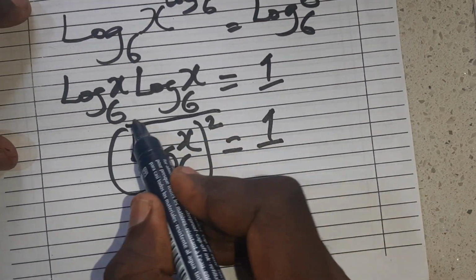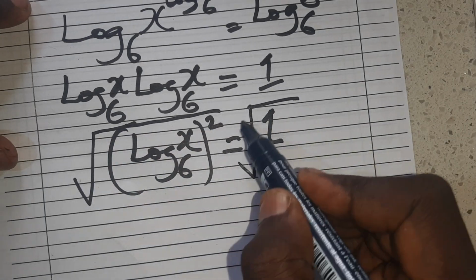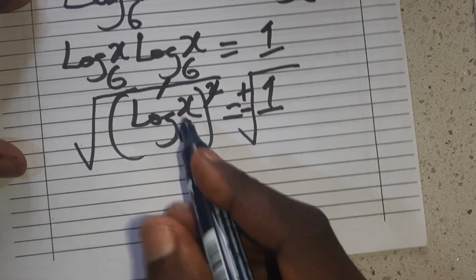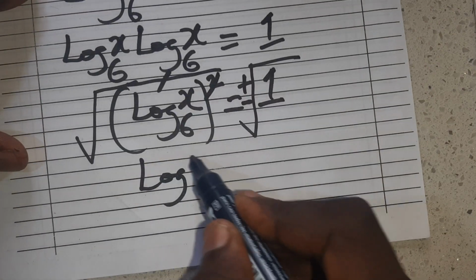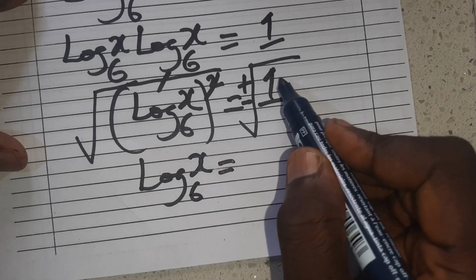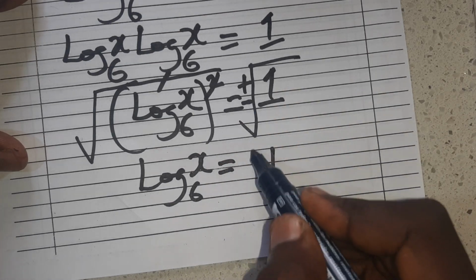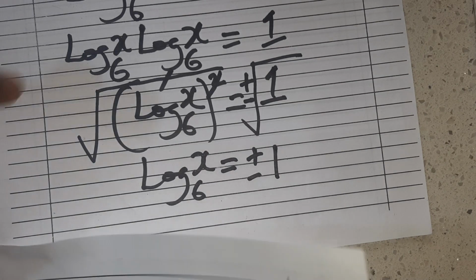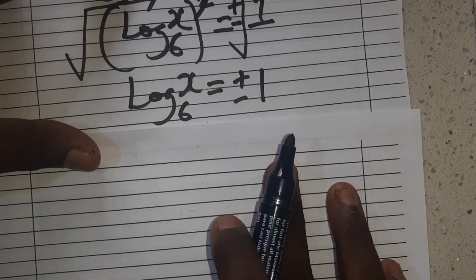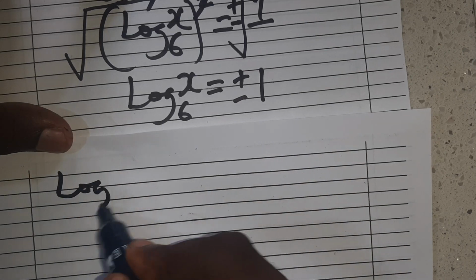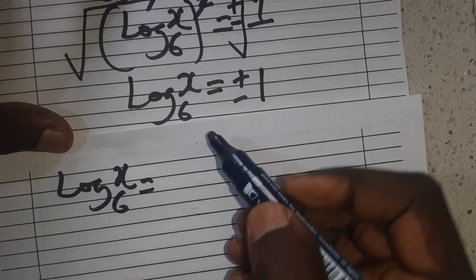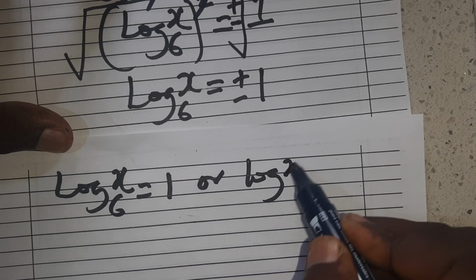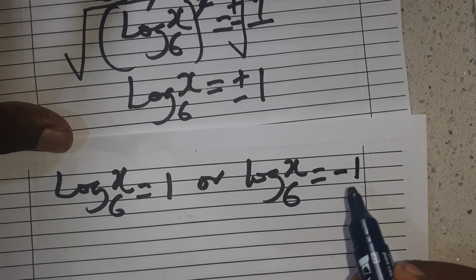And of course, we cancel out this square. We are finding the square root of both sides. And of course, here you are going to get plus or minus, and this cancels out the roots. You are left with just log x base 6 equals square root of 1, which is 1. Of course, you have your plus or minus. Having it this way, we now have log x base 6 equals either plus 1 or log x base 6 equals minus 1.